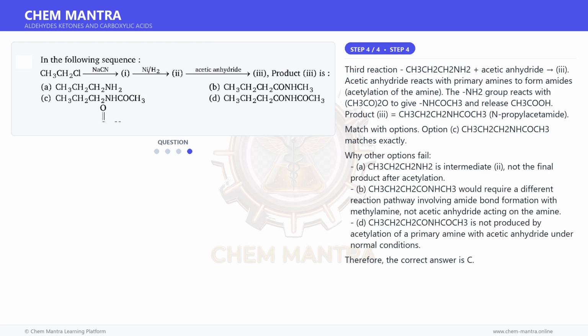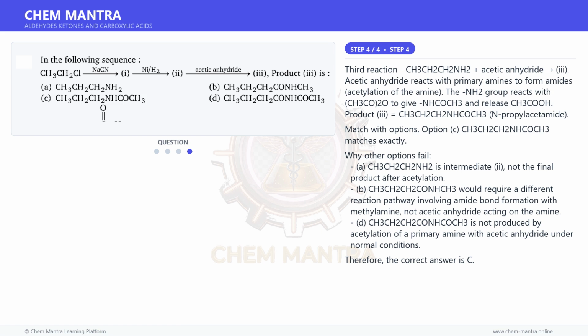And for the final step. Third reaction, CH3CH2CH2NH2 plus acetic anhydride. Acetic anhydride reacts with primary amines to form amides, acetylation of the amine. The NH2 group reacts with (CH3CO)2O to give NHCOCH3 and release CH3COOH. Product 3 is CH3CH2CH2NHCOCH3, N-propylacetamide.